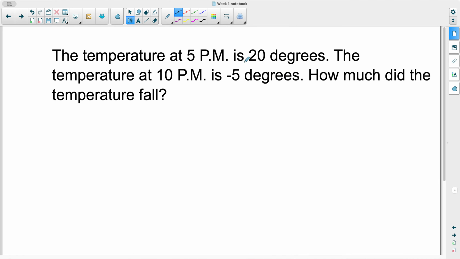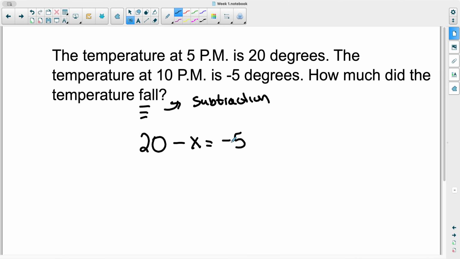The temperature at 5 p.m. is 20 degrees. The temperature at 10 p.m. is -5 degrees. How much did the temperature fall? So we're saying now 20. Fall means typically subtraction. So we're saying minus x is going to equal -5. Because we need to know how much did it fall. So how much did 20 go down to get to -5? I mean, if you look at this, it should be fairly simple. You should understand that x is -25.